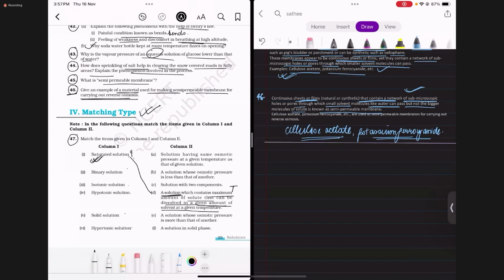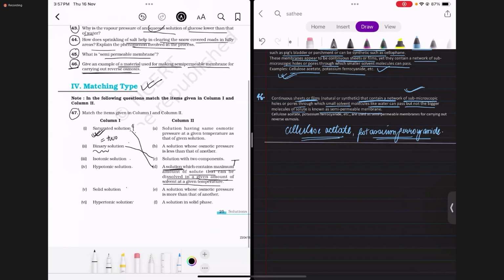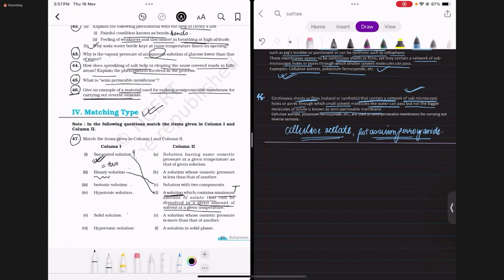Now we come to option number 2, binary solution. Binary नाम से ही हमें पता चल रहा है binary is equal to 2. So a solution with two components will be a binary solution. Then isotonic solution, हमने 3 बार पढ़ा आज कि the solutions with same osmotic pressure at a given temperature are known as isotonic solution. So isotonic के लिए same osmotic pressure होना चाहिए. Solution having the same osmotic pressure at a given temperature as that of a given solution, तो हम उन दोनों solutions को isotonic बोलते हैं.